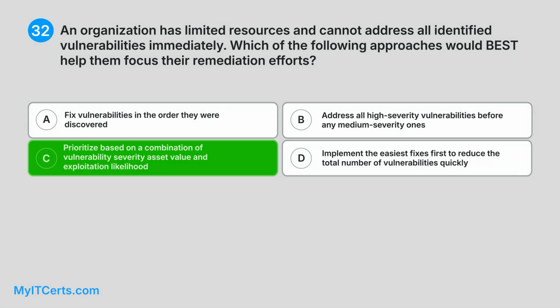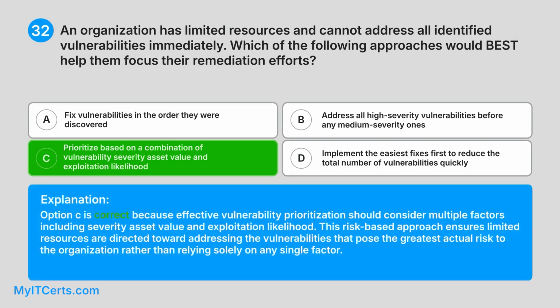Correct answer: C. Prioritize based on a combination of vulnerability severity, asset value, and exploitation likelihood. Explanation: Option C is correct because effective vulnerability prioritization should consider multiple factors, including severity, asset value, and exploitation likelihood. This risk-based approach ensures limited resources are directed toward addressing the vulnerabilities that pose the greatest actual risk to the organization, rather than relying solely on any single factor.